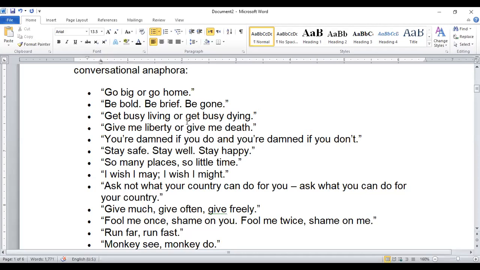Give me liberty or give me death. मुझे या तो आजाद कर दो या तो मार दो. ये जो give me यहाँ पर इस्तेमाल हो रहा है, this is the example of anaphora. You are damned if you do, and you are damned if you don't. दोनों सूरतों में तुम बर्बाद. Stay safe, stay well, stay happy. Here, stay is a word that is used as an anaphora. अब आप देखिए कितनी आम सी मिसाल है. Stay safe, stay well, stay happy.